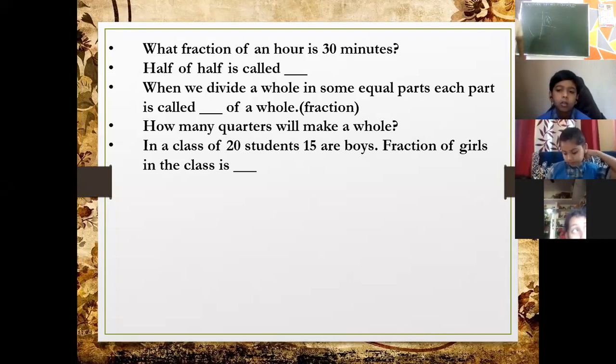Next, when we divide a whole into some equal parts, each part is called a fraction. When the whole is divided into equal parts, then each part is called a fraction. Of course, the answer is written there. Each part is called a fraction of a whole.